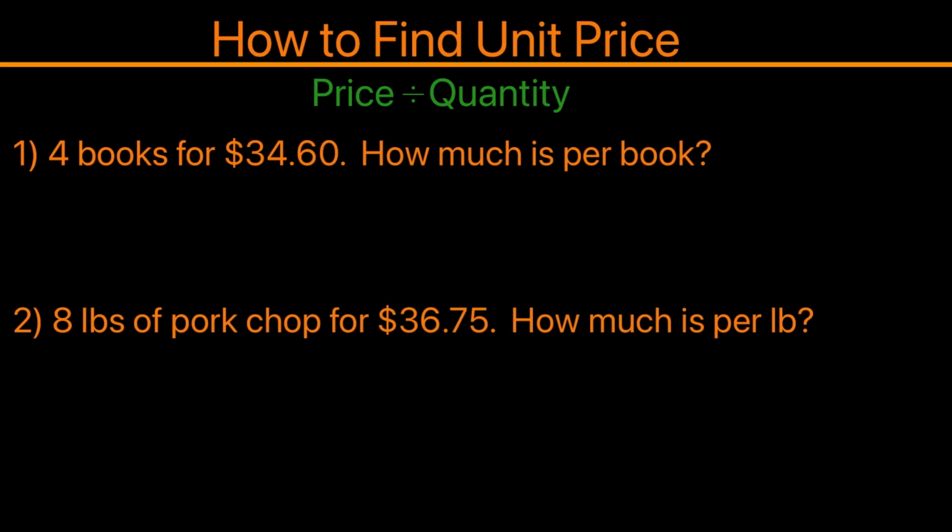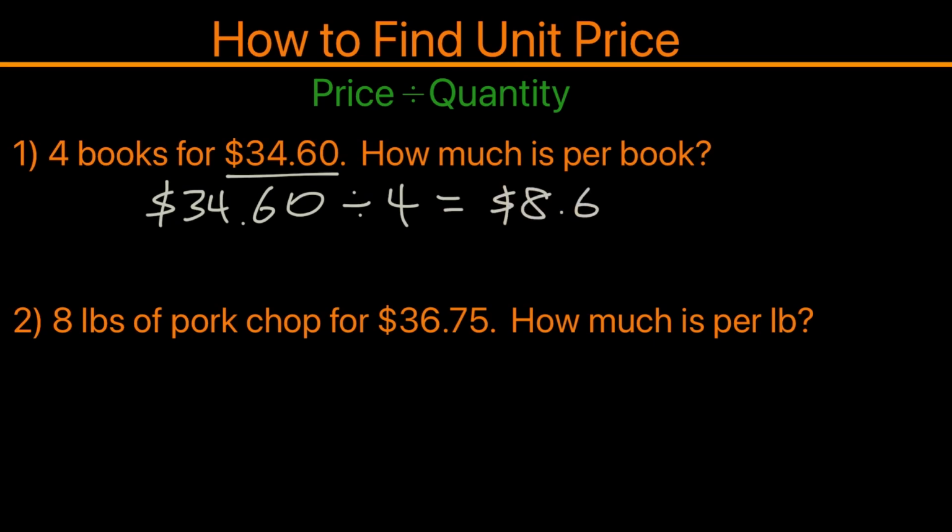For the first example, we have 4 books for $34.60. How much is per book? Since the total price for 4 books is $34.60, we want to divide this by 4 because there's 4 books. Taking 34.6 divided by 4, it equals $8.65. So that would be per book.